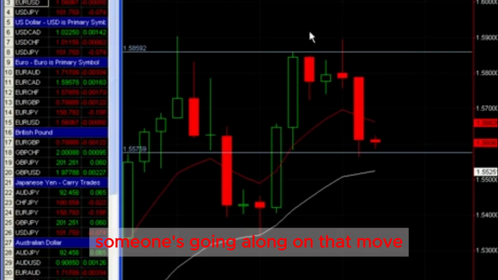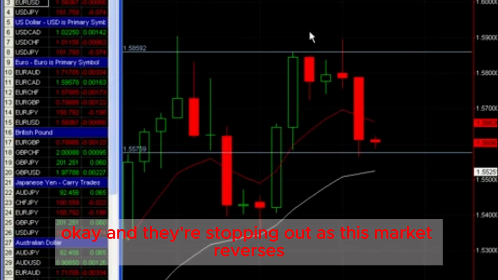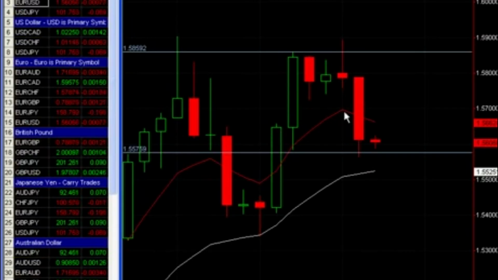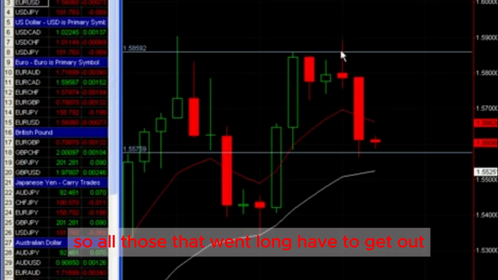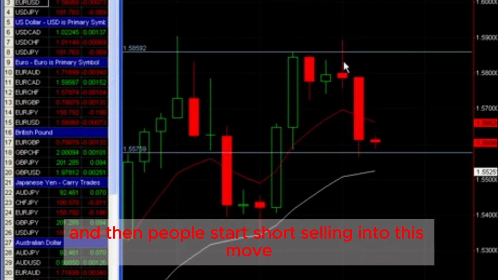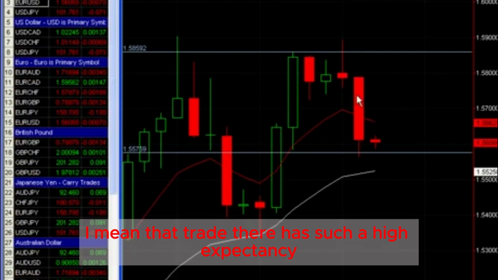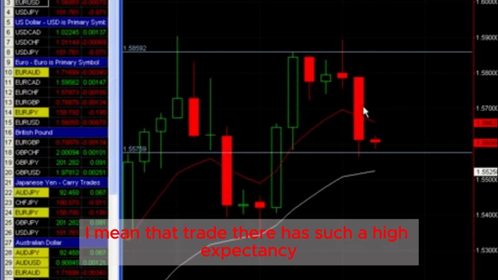Someone's going long on that move, okay? And they're stopping out as this market reverses, and that creates a selling vacuum. So all those that went long have to get out, and then people start short selling into this move, and it manifests into a massive fall. And that was your 1 day 200 point move. I mean, that trade there has such a high expectancy.